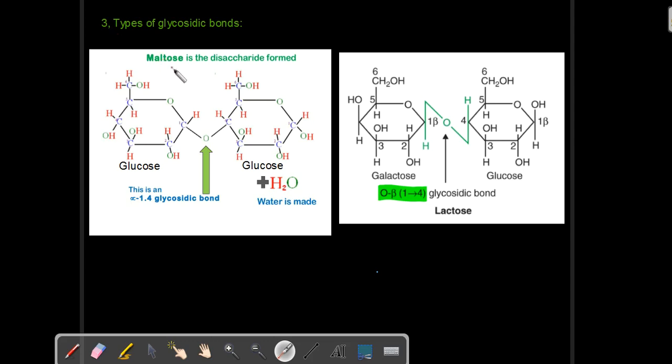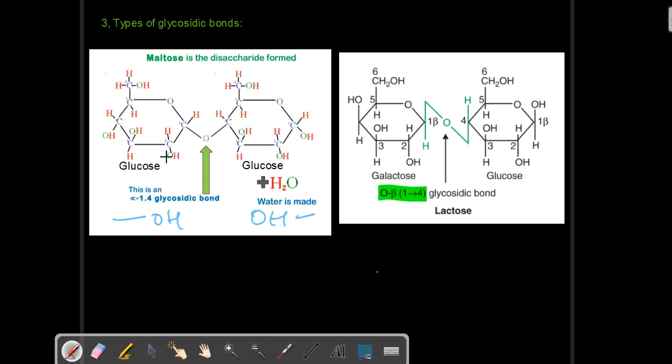Now this is a little bit technical, but this is here only to introduce you to the fact that there are wide varieties of glycosidic bonds. Please always remember that glycosidic bonds are always formed between carbon 1 and carbon 4 and OHs, the hydroxyl groups. The glycosidic bonds involve hydroxyl groups of the two monosaccharide units. This is what you must remember.